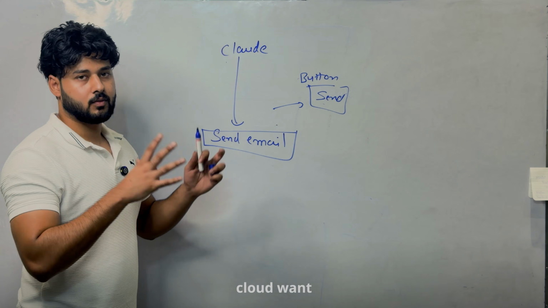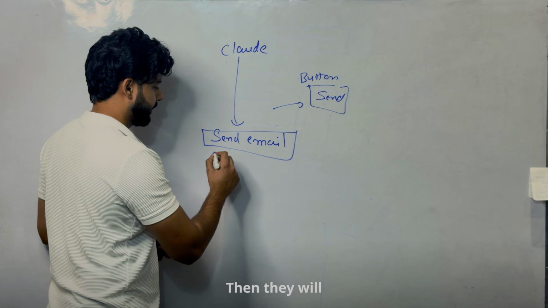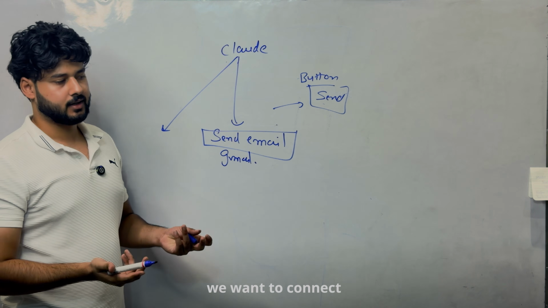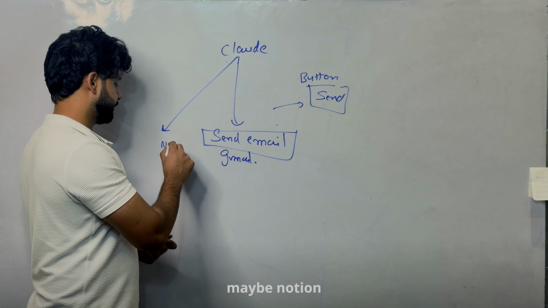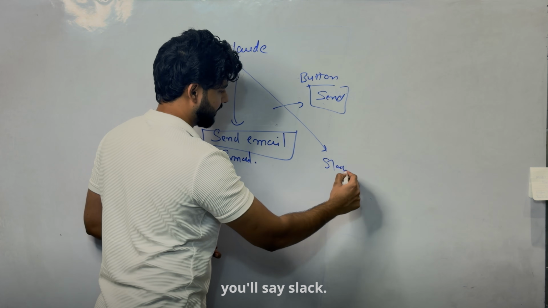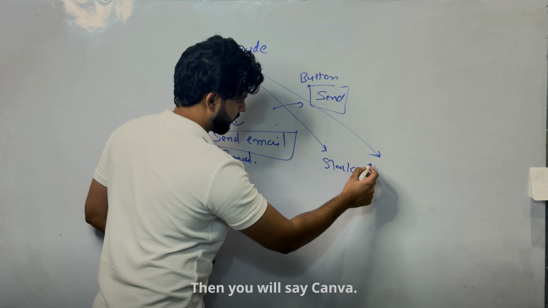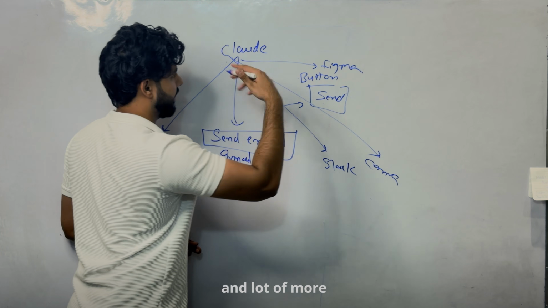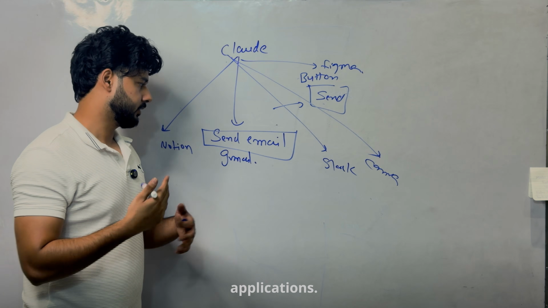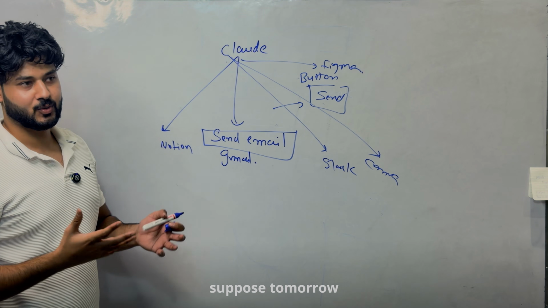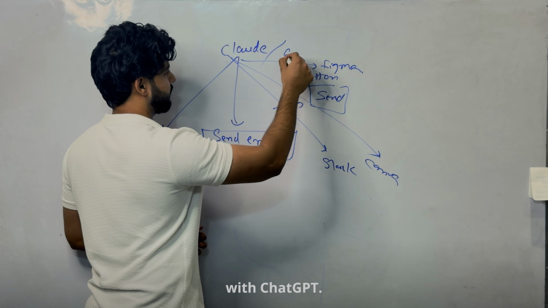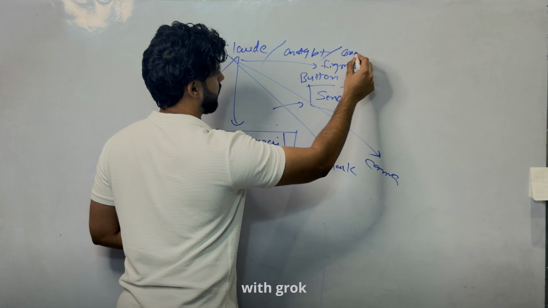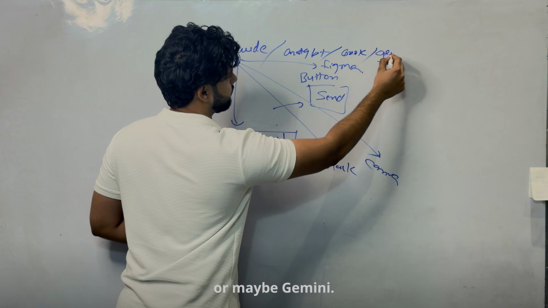Now let's suppose Claude wants to send an email, then it will use Gmail. We need to connect to Gmail. Tomorrow we want to connect maybe Notion. The day after tomorrow you will say Slack. Then you will say Canva. Then Figma. And a lot more applications. Now let's suppose tomorrow you say, I want to replace Claude with ChatGPT, or with Grok or maybe Gemini, right?